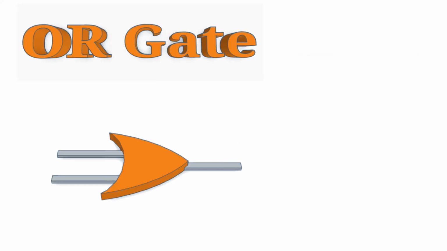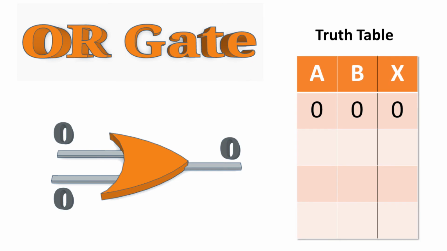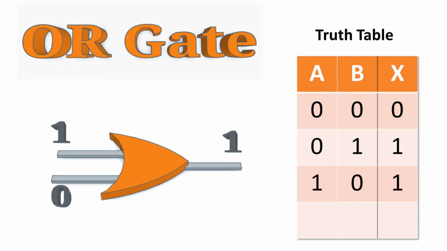This is the OR gate. This gives a high output whenever input A or B is high. So again, filling in the truth table, if A and B are both 0, then the output is 0. If B is 1, then even if A is 0, one of the inputs is 1, so the output is 1. If A is 1, then that's the same. Even with B as 0, then the output is again 1. Finally, if both A and B are 1, then the output is 1.